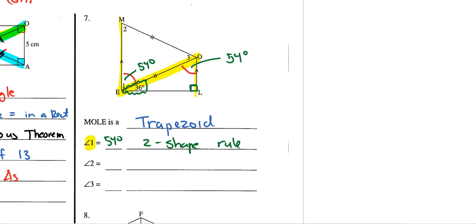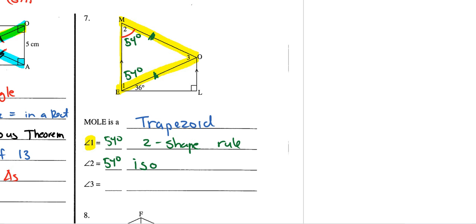All right, we can use the Z-shape rule because those are parallel lines. Okay, let me delete this. Okay, what about angle number 2 here? So angle number 2 is this angle right there, but one thing you need to notice is that this whole triangle right here in yellow, we notice that these sides are equal, so this is an isosceles triangle. So if this is 54 degrees, then angle 2 has to be 54 degrees as well. So this is going to be 54 degrees, and I'll say this is an isosceles triangle property.